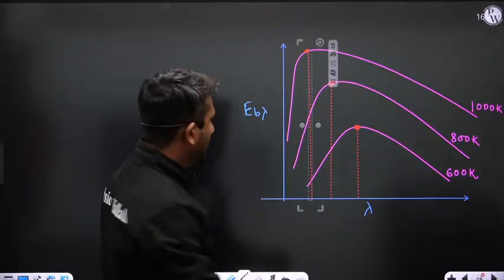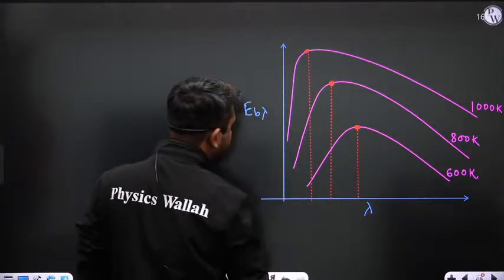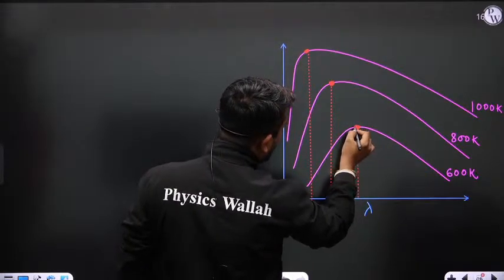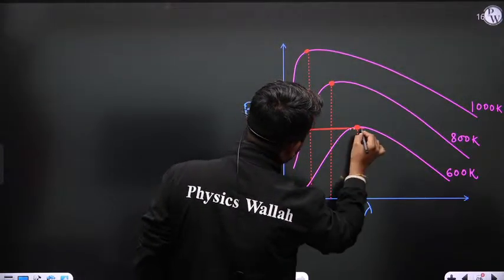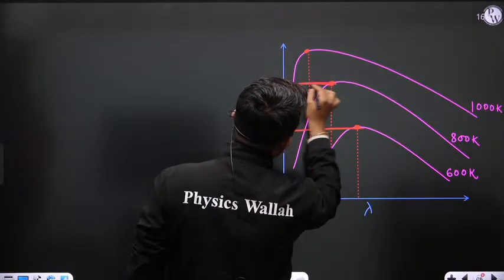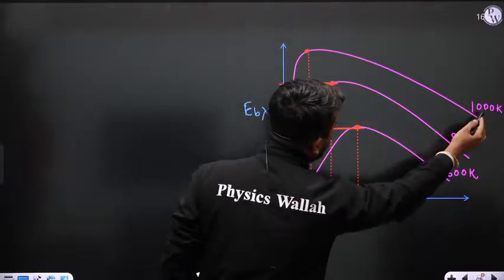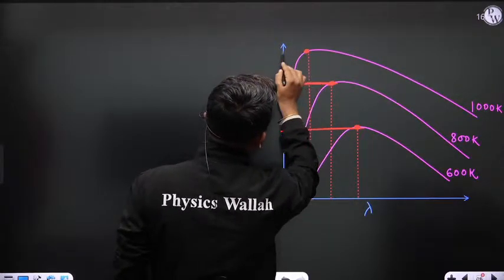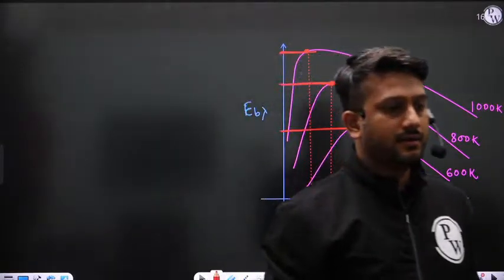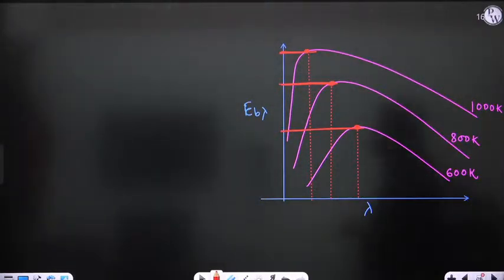See here. This is the peak of the graph. Corresponding to this temperature, the monochromatic emissive power is maximum here. This is the maximum monochromatic emissive power. And corresponding to this temperature, this is the maximum monochromatic emissive power. Is it okay now?